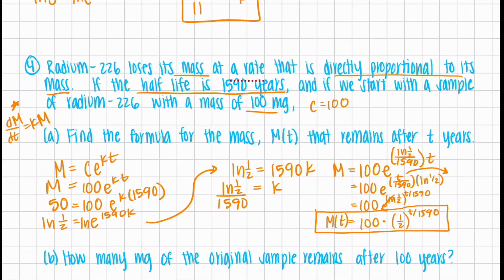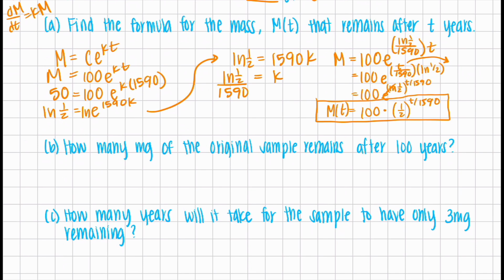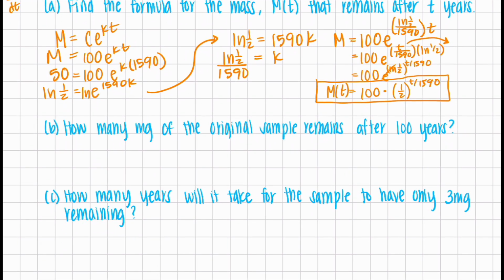That is part A. Part B, how many milligrams of the original sample remains after 100 years? So for that, we're going to plug in 100. So I want m(100). That's going to be 100 times 1/2 raised to the 100 over 1590. And we would type this into a calculator, but we should get approximately 95.734 milligrams.